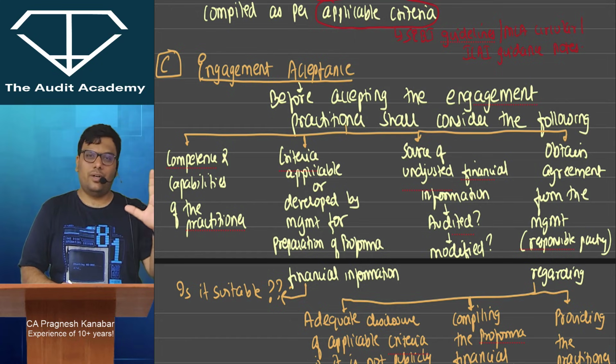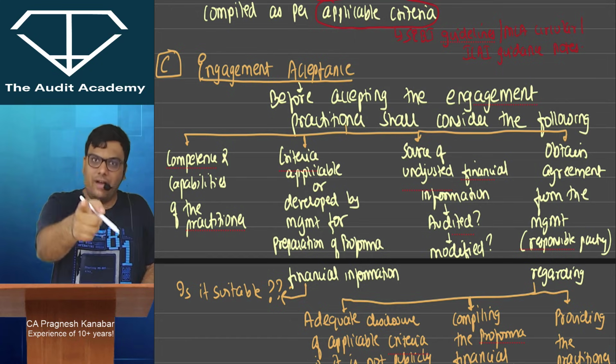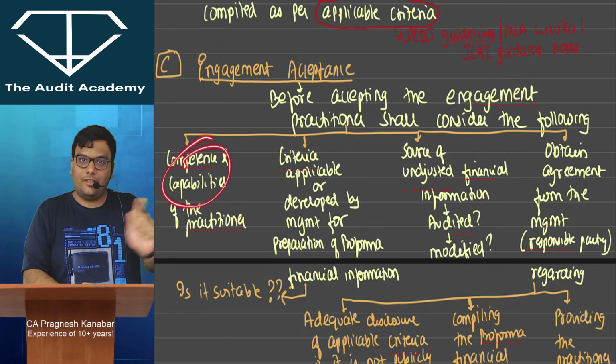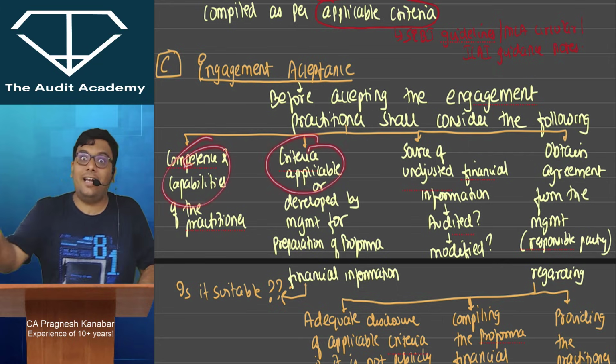Common sense, no code word. First of all, hey practitioner, do you have the competence and capabilities to do this? All right. दिमाग है क्या? पता है क्या क्या होता है इसमें? Okay. Then what is the criteria?